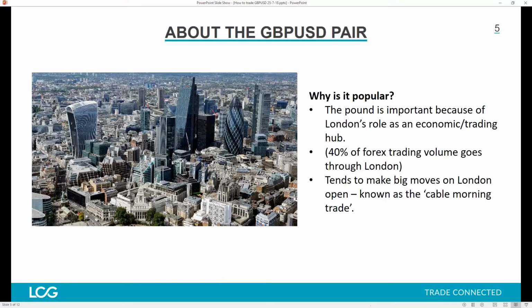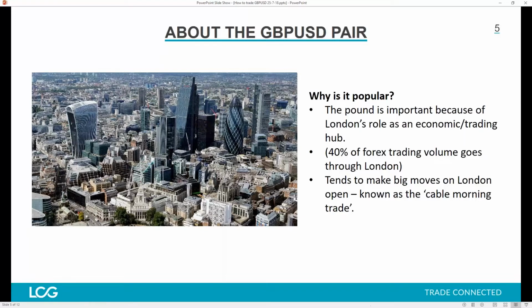So why is it popular? Well, you can see that concrete jungle right there is the City of London, and part of the reason it is still relevant and popular today is because of London's role as an economic and trading hub. I'm not sure how up to date this stat is, but it's still about right: 40% of forex trading volume goes through London. I think it might be a bit less than that these days, but it's above 30%, I'm pretty sure.